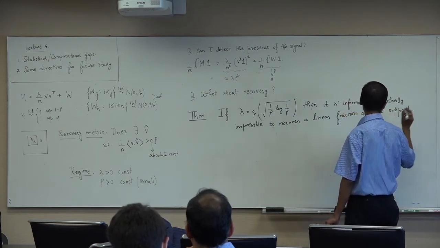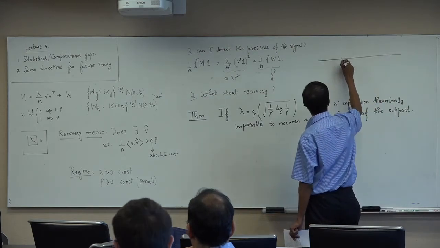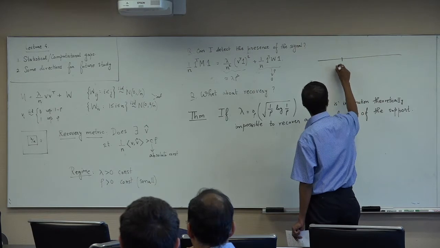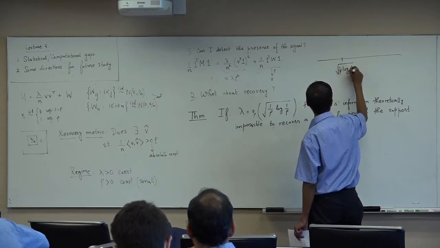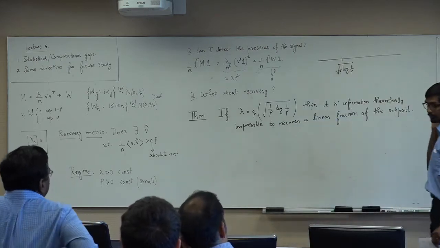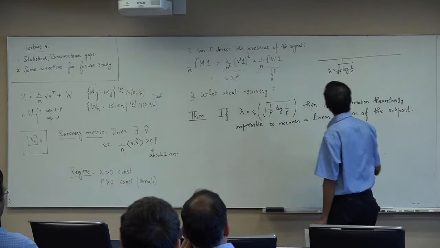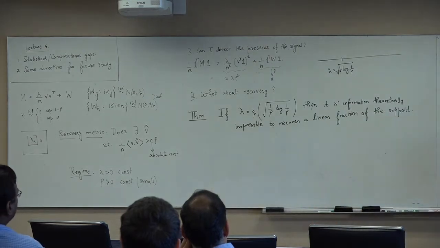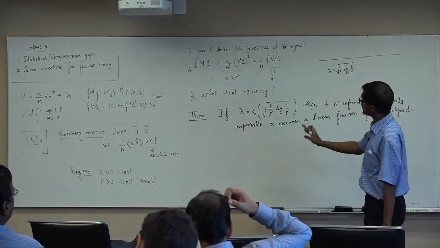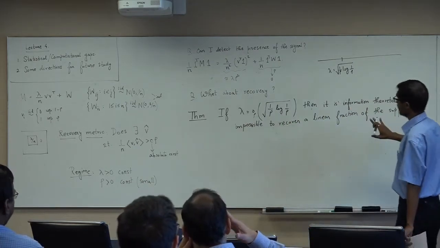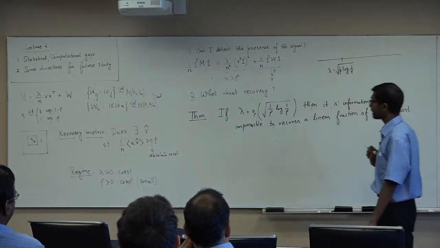Okay. So let me write down what these thresholds are here. Here I have this point square root of 1 on rho log 1 on rho. And roughly, if lambda, which is the signal to noise ratio parameter for this problem, is smaller than this quantity, then you can never recover a linear fraction of the support.